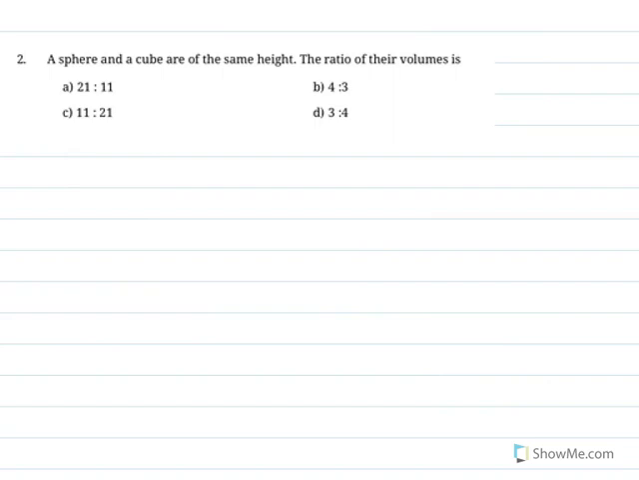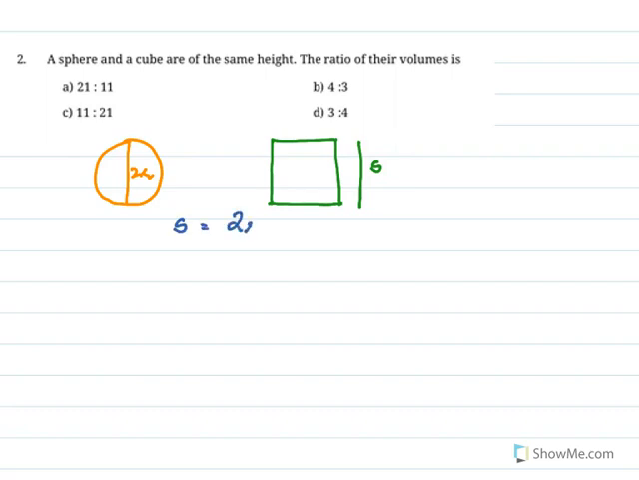In the next, a sphere and a cube are of the same height. So here we have a sphere and then we have a cube which are of the same height, which means the diameter, that is 2r of the sphere, equals the side of the cube. So the side of the cube is equal to the diameter, which is 2r.